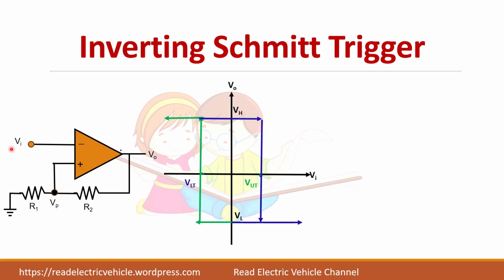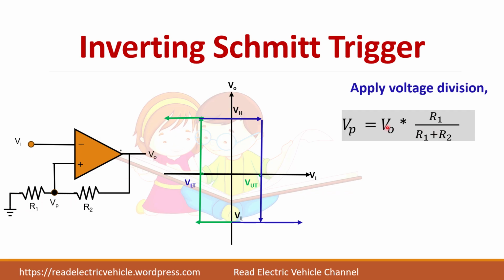So we are always comparing Vi with Vp. We need to know what the Vp value is. So let us apply the voltage division formula. So V0 is here and the other end is grounded. So Vp is given by V0 into R1 by R1 plus R2.